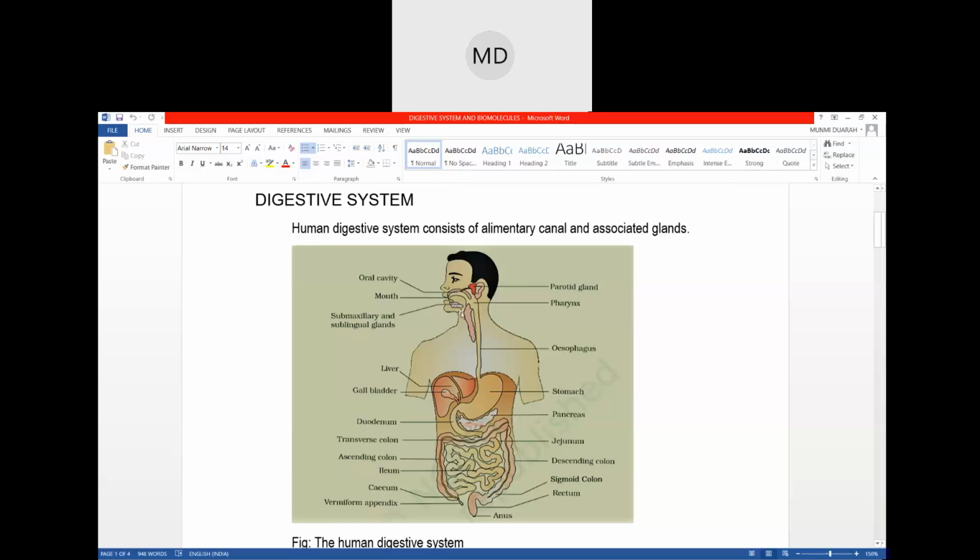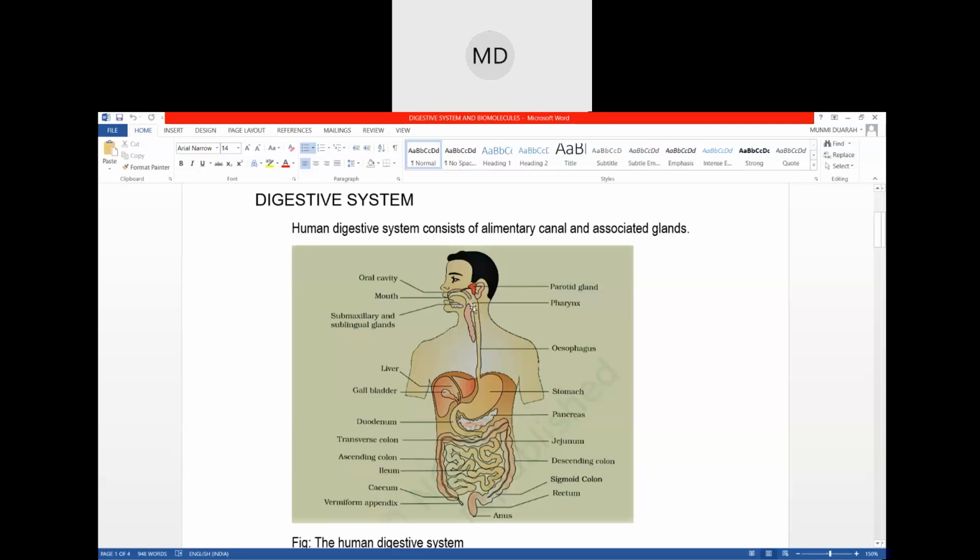So in the mouth, what happens? The saliva has the enzymes, the salivary amylase and the lysozyme. Salivary amylase digests starch into maltose, and lysozyme protects our mouth from bacteria, so it acts as an antibacterial agent. Then the bolus that is formed passes down from the pharynx to the esophagus.